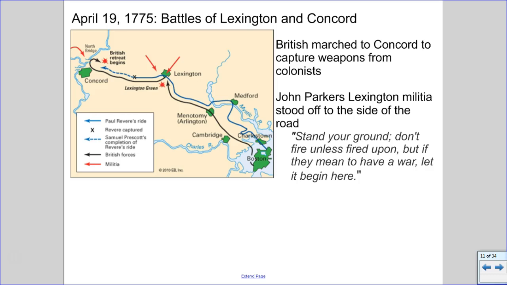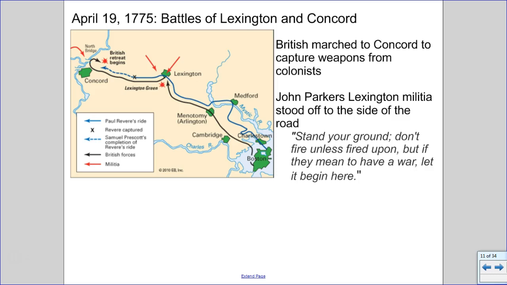It started out when the British marched out of Boston. They marched west-northwest towards Concord, Massachusetts. Their goal was to capture a cache of weapons that the colonists had been stockpiling. By the time they got to Concord, the weapons were long gone, but that doesn't matter.